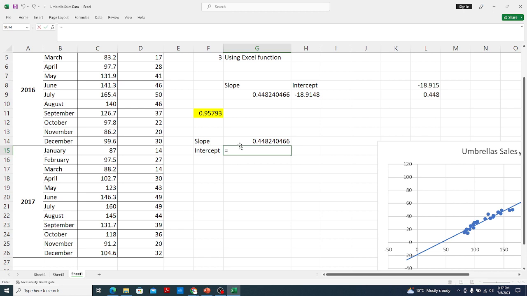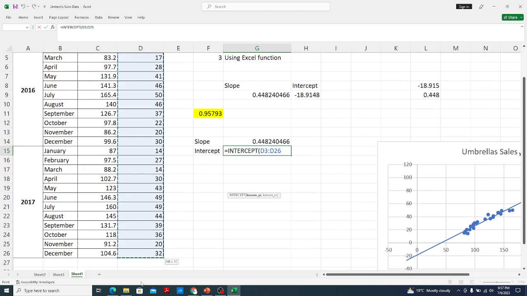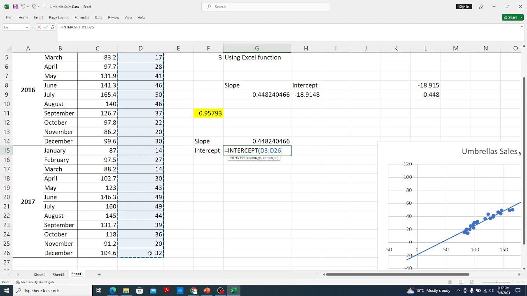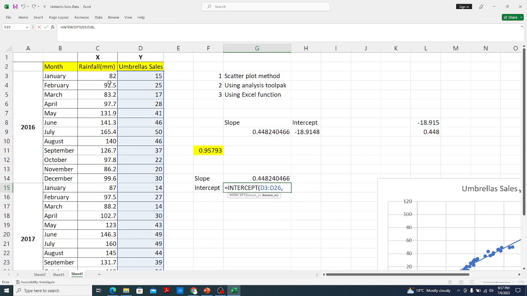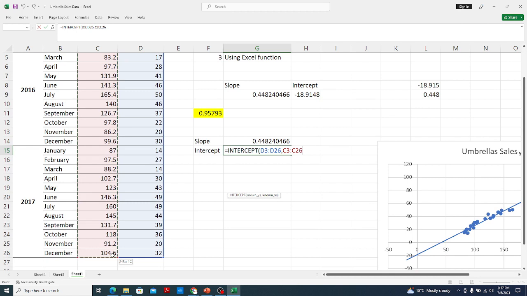For intercept, we use the function known as intercept. We also use the known y's and the known x's. So we highlight the range of all the known y's, then comma, then the known x's, then run. If you run, you can see we are getting the same intercept value we've been getting all through.